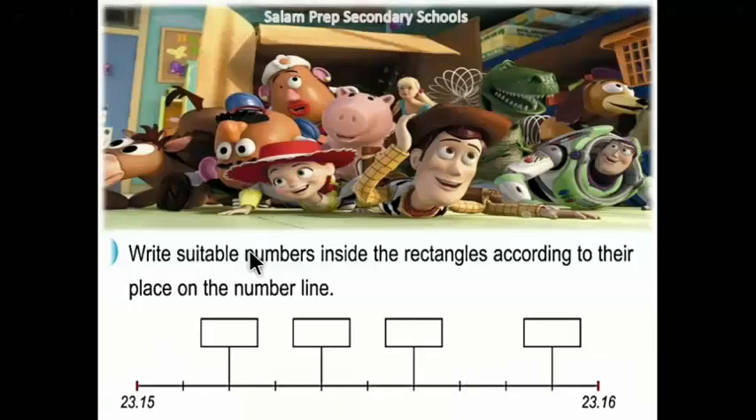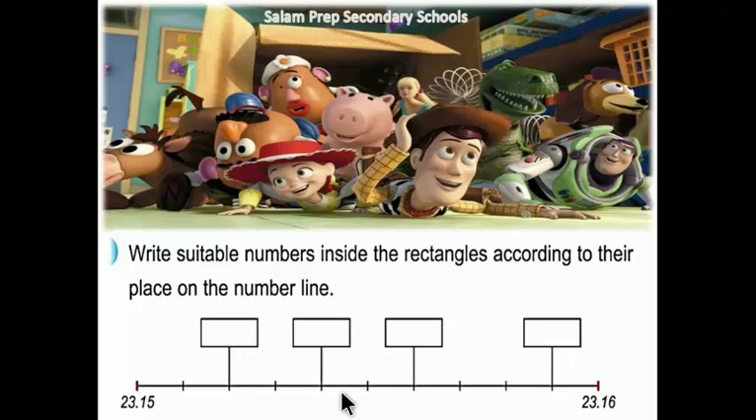Write suitable numbers inside the rectangles according to their place on the number line. This is a number line. Begin with 23 and 15 hundredths, end with 23 and 16 hundredths. We need to write the empty squares on the number line. There are no decimal numbers to write. We need to discover the numbers.